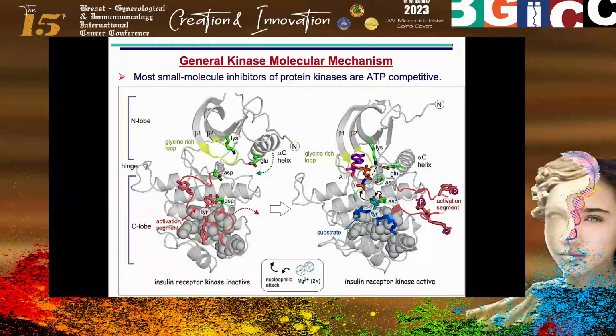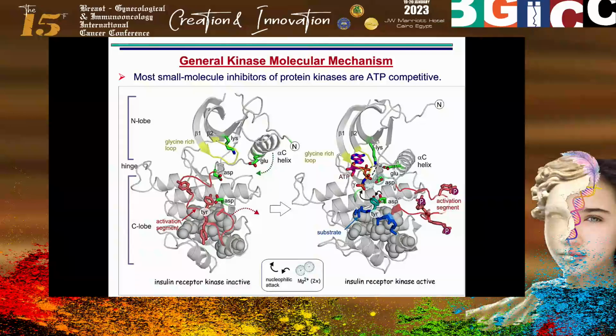This is the inactive form where the activation segment is closed. And here this is the active form of the kinase. We can see that the activation segment in red is open, opening the ATP binding site. This is the ATP, or actually it's a modified ATP. And this is the substrate binding site, the substrate protein. It can be another kinase, or actually the activation segment of another kinase, which is being phosphorylated by this kinase here, the blue one.